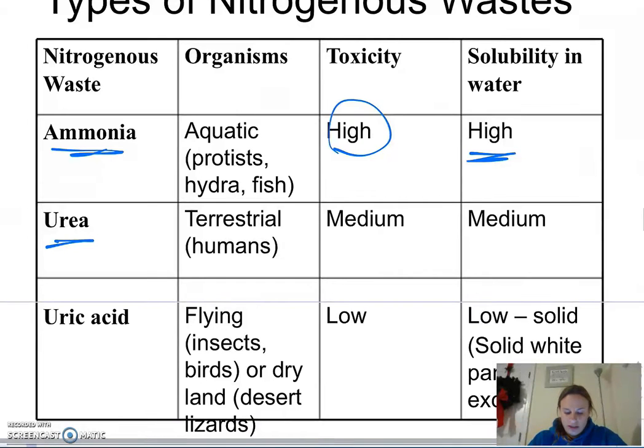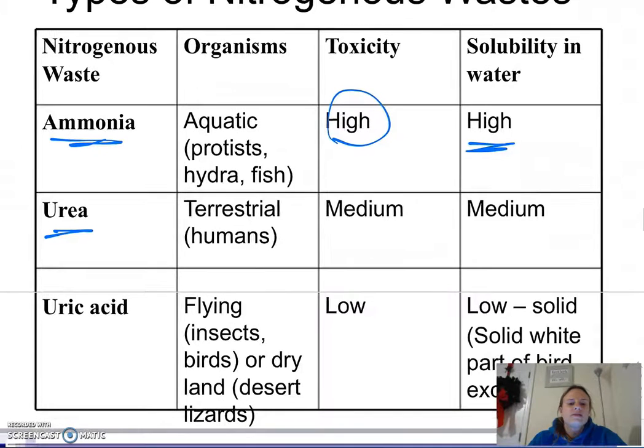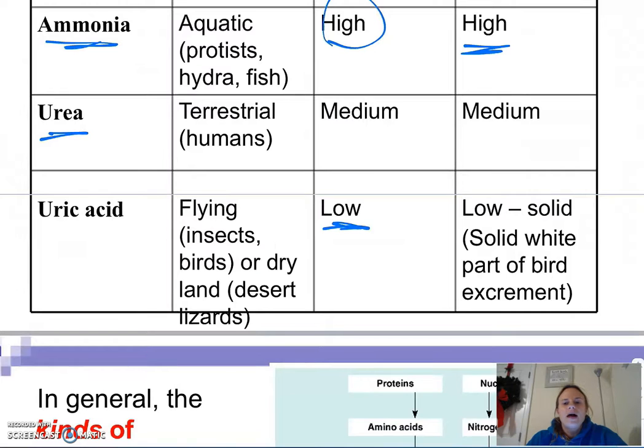The last type of nitrogenous waste that we'll discuss is uric acid. Uric acid would be found in your flying organisms, such as birds, or your dry land organisms like desert lizards, where the toxicity level is low, and you don't really have that much access to water per se, where you can release this uric acid as a solid. It's that white part of the bird excrement that you might see on your car in the morning if you're parked under a tree or on the boardwalk, because there are lots of birds over by the boardwalk.